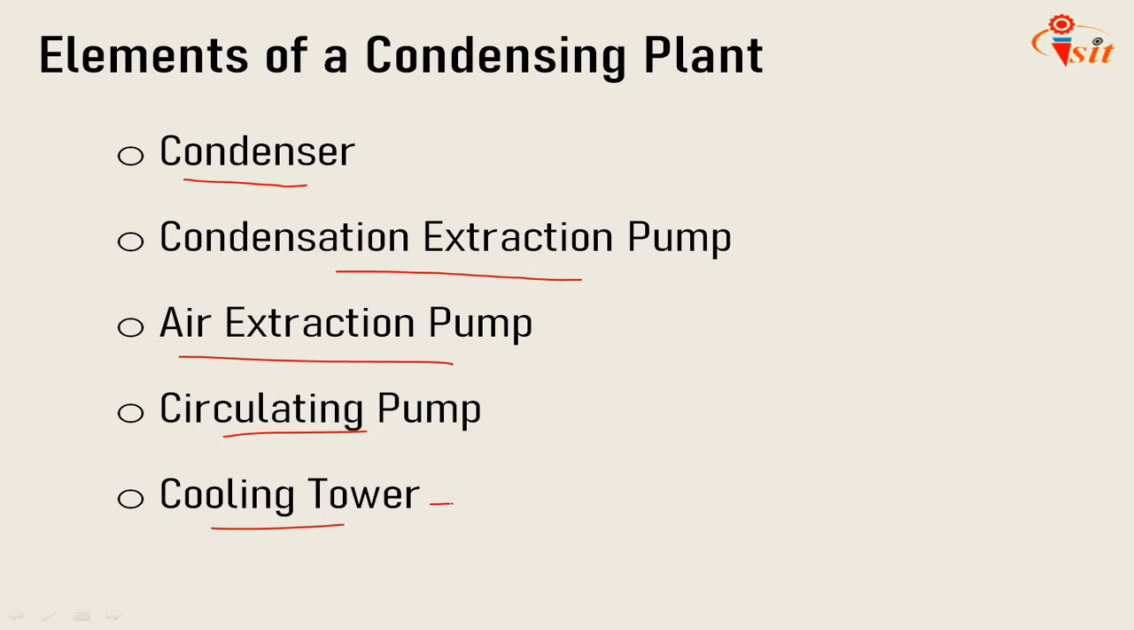Hot water coming out of the condenser is sprayed from a certain height. A small quantity of water evaporates in air and the remaining water is cooled in the cooling tower. This cooled water is again recirculated into the condenser. So these are the elements of condensing plants. These elements run efficiently for increasing the life of the condensing plant.